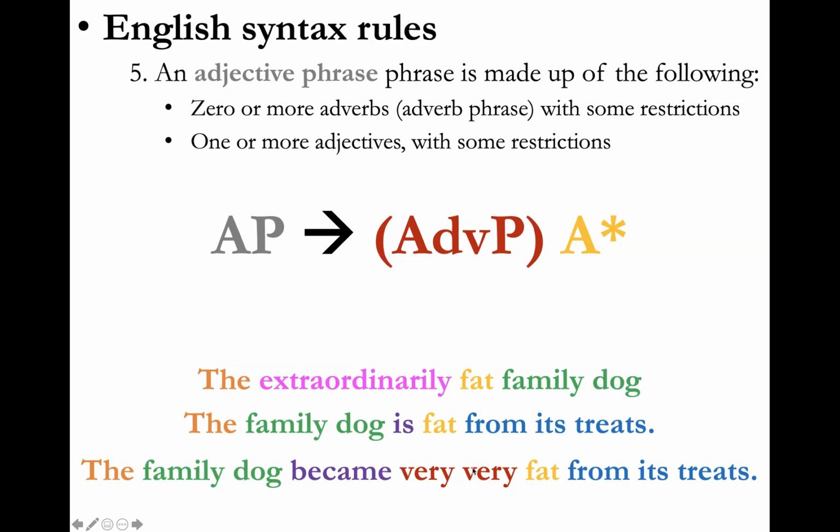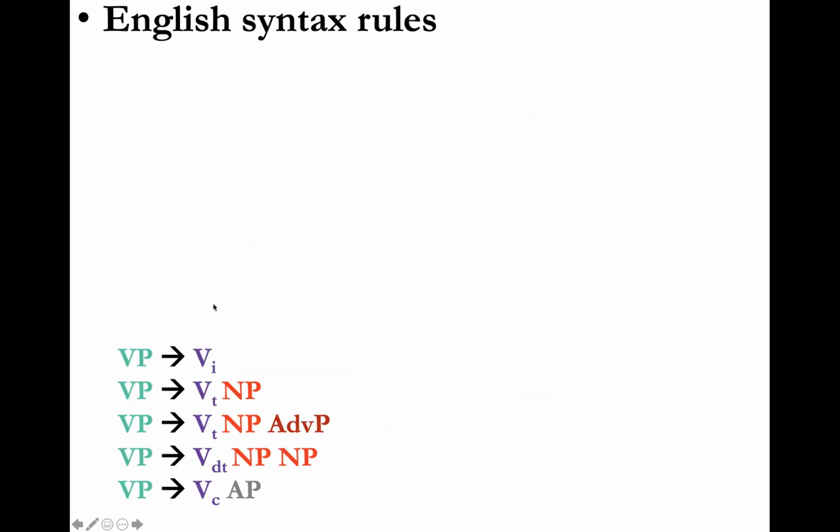So fat and very together could constitute an adjective phrase, because the first very meets the requirements for there being at least one adverb in the adverb phrase. So again, fat, adjective, very, adverb, so it meets the criteria for adverb phrase, and then together that meets this requirement. So that there, very fat, constitutes an adjective phrase.